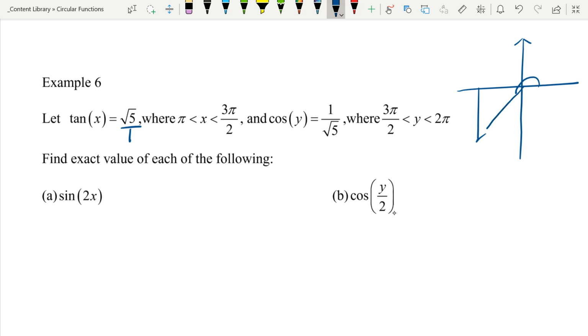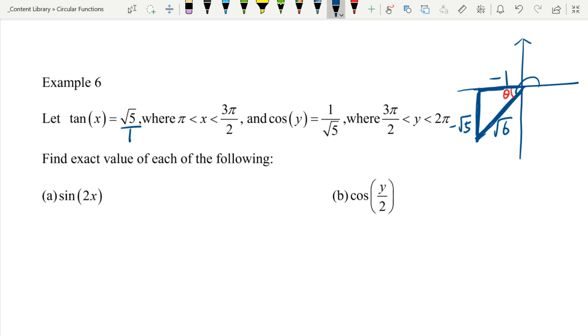This angle theta is the same thing. What must this length be? Let's think about the opposite one. What must the opposite be? Negative root 5, because it's going down. How about the adjacent one? Negative 1, correct. What's the hypotenuse? Root 6. Root 5 squared is 5, 5 plus 1 is 6, so root 6. The hypotenuse is always positive.